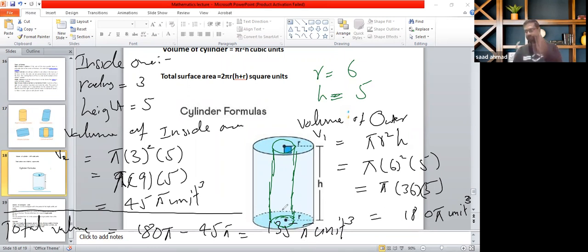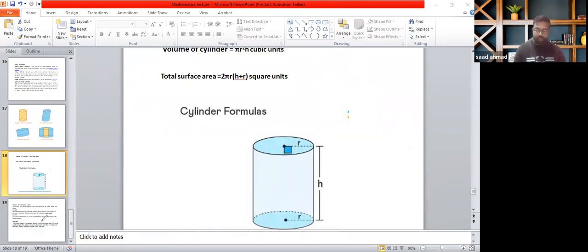Let's say we want to make such a cylinder, a drink, a soda can or something like that. You want to decide how much soda you should fill in it, what should be its size, what should be its volume. So you can use this cylinder formula to find that.